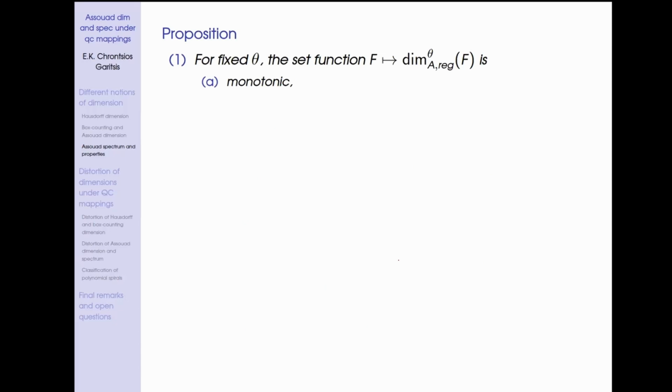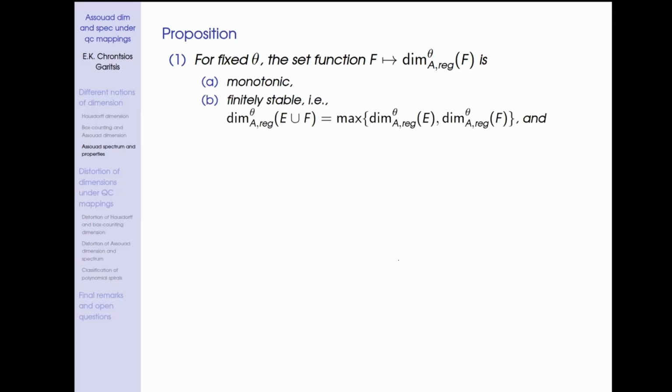Okay, some of its properties. If we fix theta and we look at the spectrum as a set function, we map the set to a value, then this function is monotonic. It is finitely stable, something we should expect dimension notions to satisfy, meaning that the theta spectrum of the union of E and F is the maximum of the two spectra. It's also invariant under taking closures, so the theta spectrum of F is equal to the theta spectrum of the closure of F.